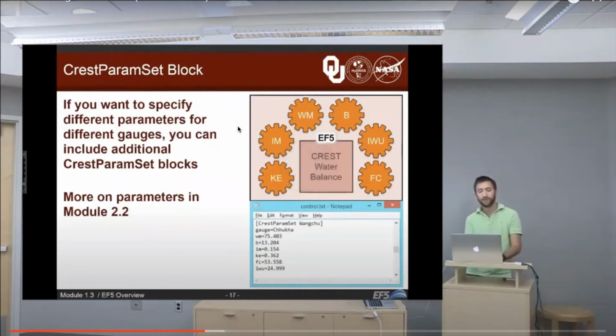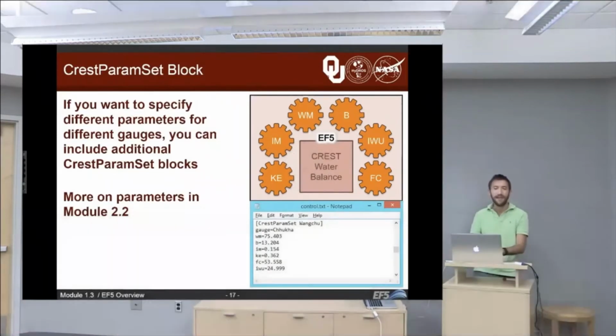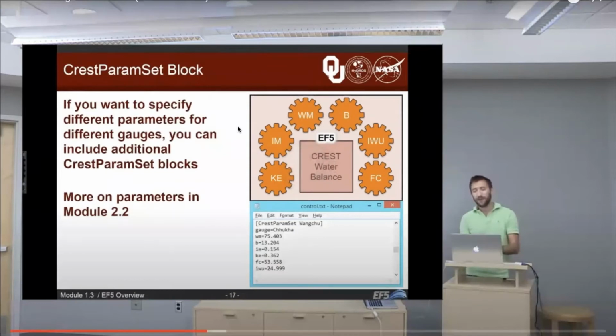If you want to specify different parameter sets for different gauges, basically all you do is you copy that crest param set and then you paste new blocks in after it. So that's why. Si usted desea especificar diferentes parámetros para diferentes indicadores, puede incluir bloques de crest param set adicionales, es decir, copiar y pegar lo mismo y cambiar los valores de los parámetros. Y también cambiar el nombre.